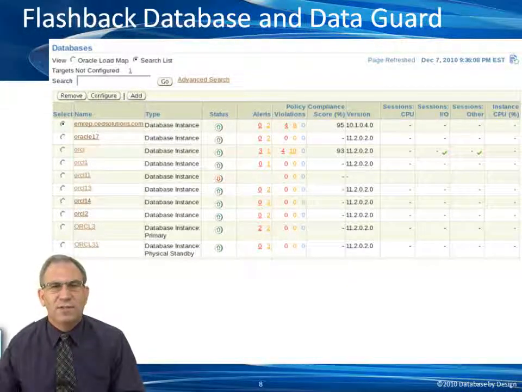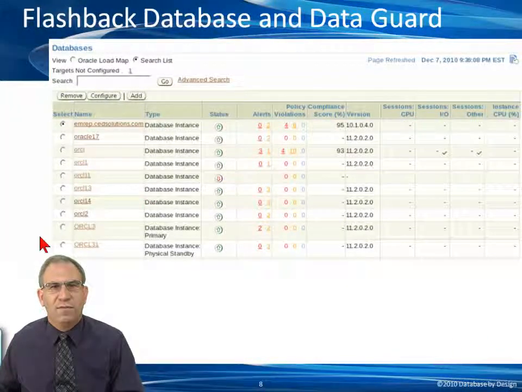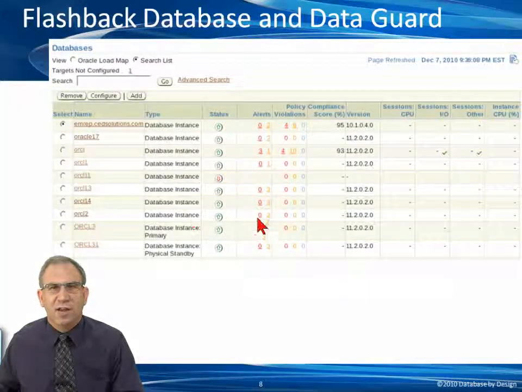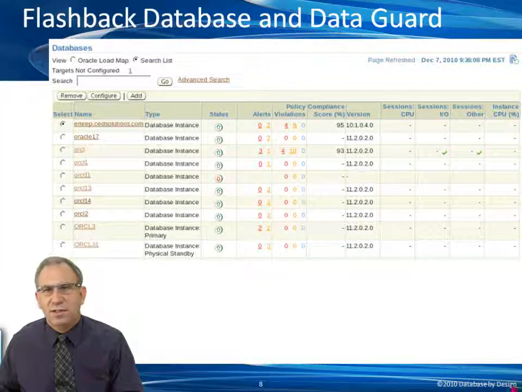So now what we see is we've got our two databases out here. We have ORCL3 and ORCL31. ORCL3 is my primary instance. ORCL31 is my physical standby instance. And they're both 11.2.0.2 databases.